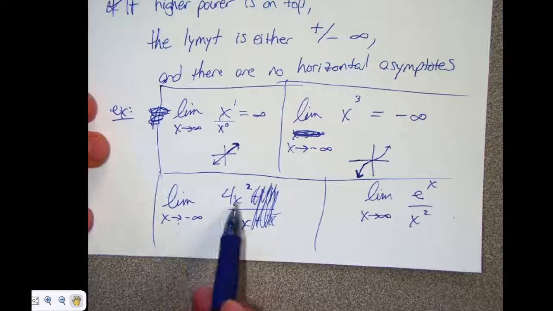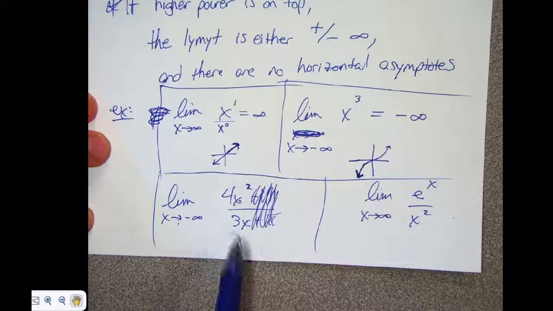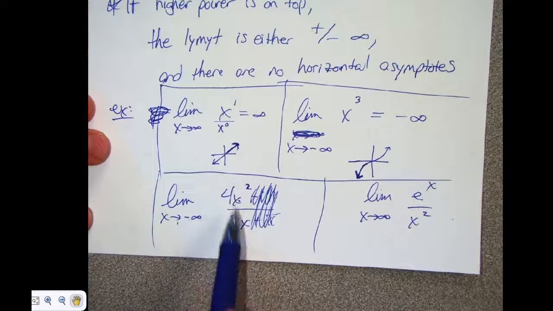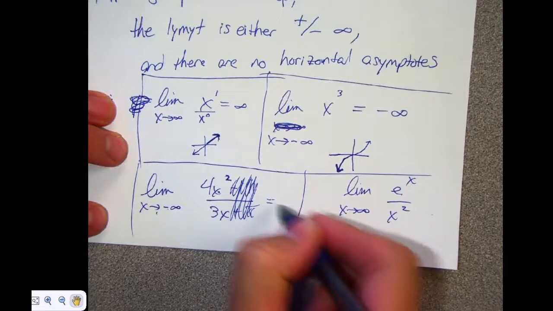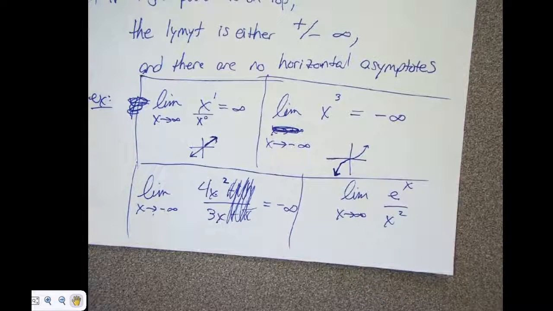So if you plug a negative number into the top, you end up with a positive or negative? Positive. If you plug a negative number into the bottom, you end up with a negative. Positive divided by a negative is negative. So then your answer has to be negative infinity instead of positive.